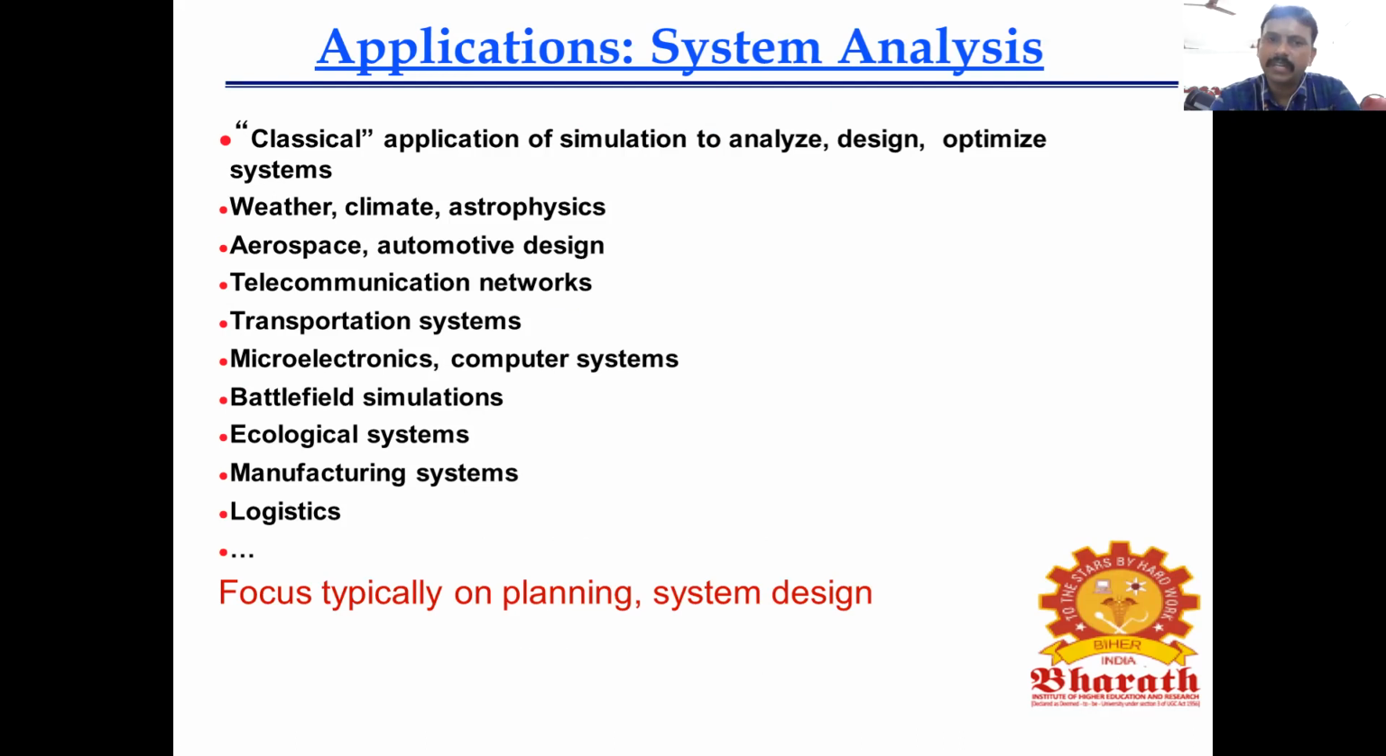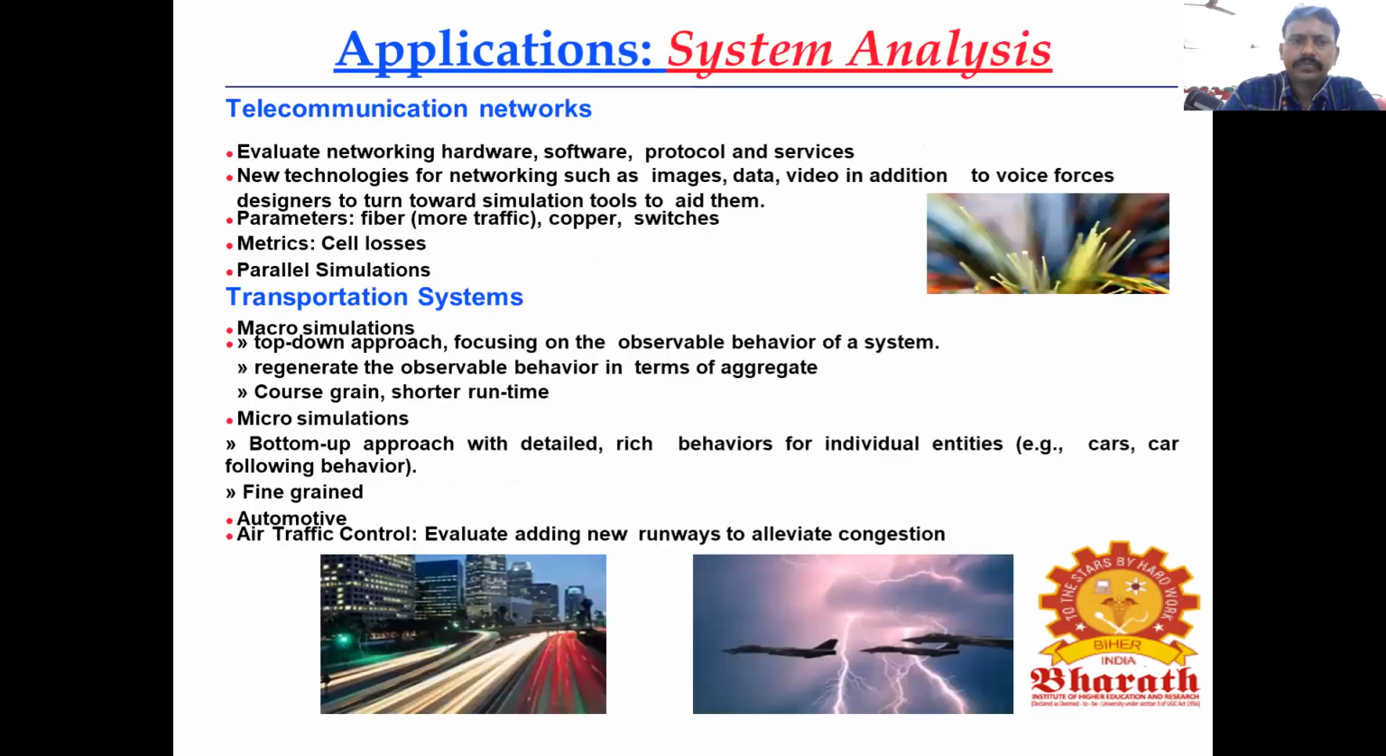These are the classical applications of simulation analysis: design optimization systems, weather forecasting and climate change analysis, therapeutic applications, aerospace applications, automotive design applications, telecommunication networks, transportation systems, microelectronic systems, computer systems, battlefield simulations, some automation industries, and ecological systems. How ecological systems work is also possible to simulate. Manufacturing systems and logistic systems are also included. This is not limited to these, as many other applications use simulation. The focus is typically on planning and system design, which is also helpful.